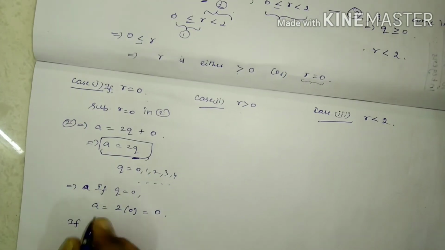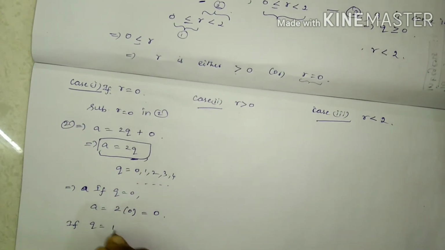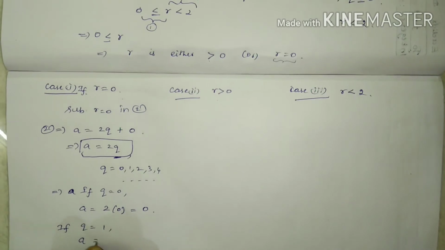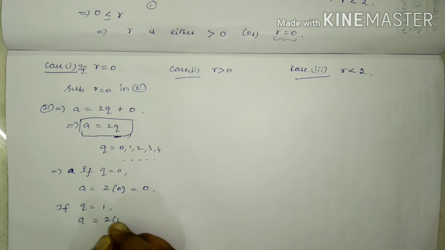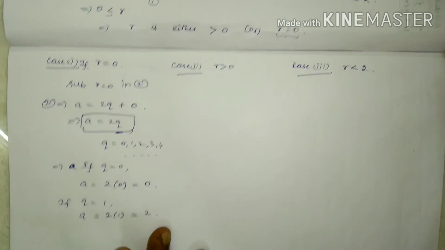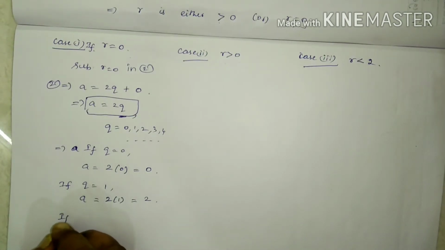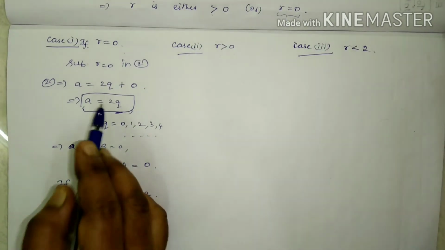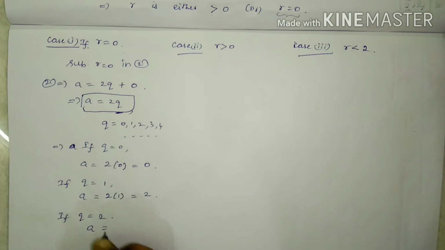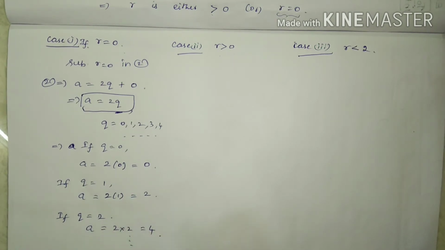If q equal to 1, then substituting q equal to 1 in this equation, a equal to 2 into 1, which equals 2. Then suppose q is equal to 2, substituting q equal to 2 in our equation, a is equal to 2 into 2, which is equal to 4, and it goes on.